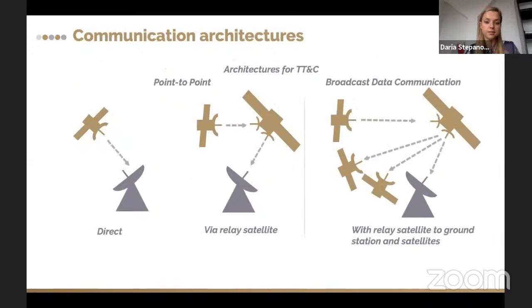There are several architectures used in the CubeSat world. Point-to-point is direct communication between the ground station and the satellite. It can also be done via a relay satellite. This architecture is not as widespread as direct or broadcast data communication. This one is almost not used with CubeSats due to the complexity of the communication system.